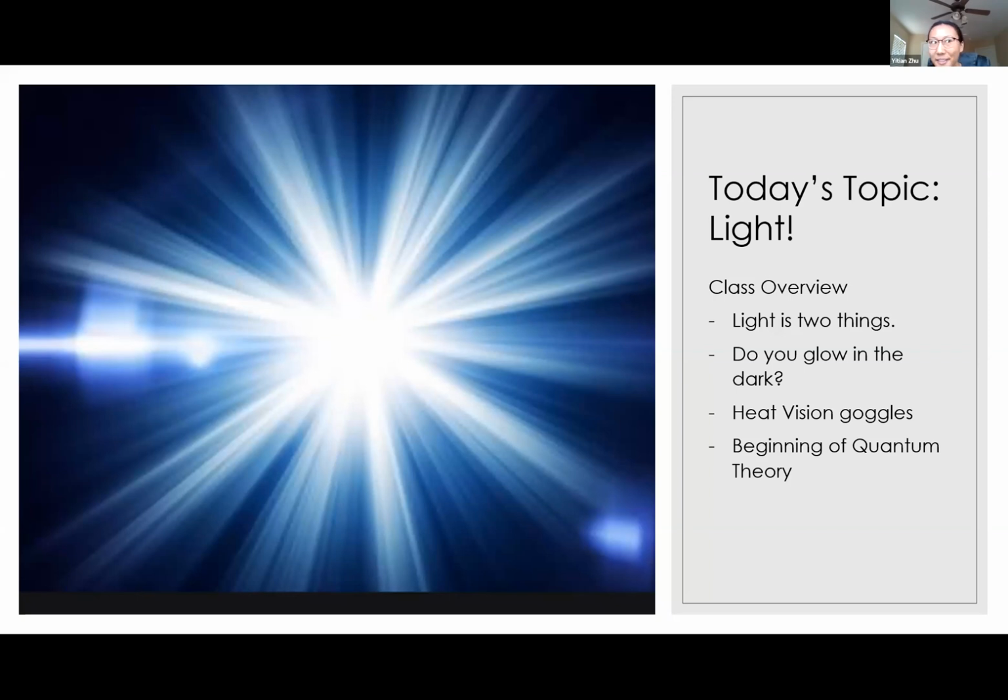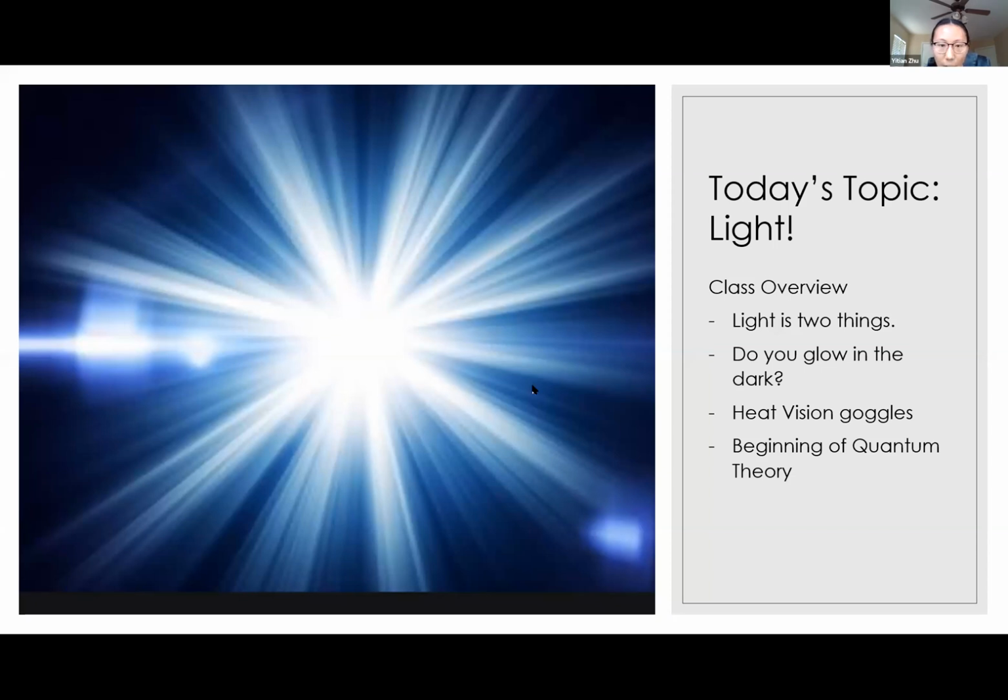Whether you glow in the dark or not, you'll be surprised at the answer. We'll talk about how heat vision goggles work, and we'll also talk about the beginning of quantum theory. And the beginning of quantum theory is super important because quantum theory is used to model atoms and such.